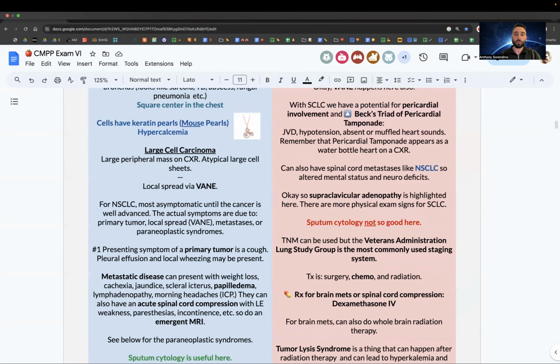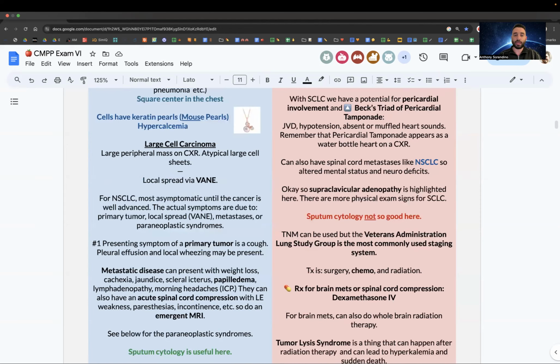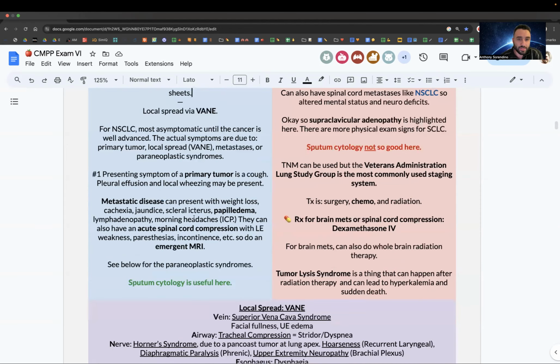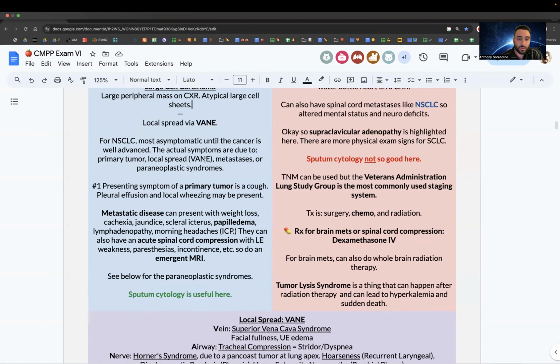Okay. The local spread of both non-small cell and small cell can be remembered with VEIN. So we'll go through that in a second. For non-small cell, most are going to be asymptomatic until the cancer is well advanced. If there's a primary tumor, the number one presenting symptom is going to be a cough. They could also have a pleural effusion. They can also have local wheezing.